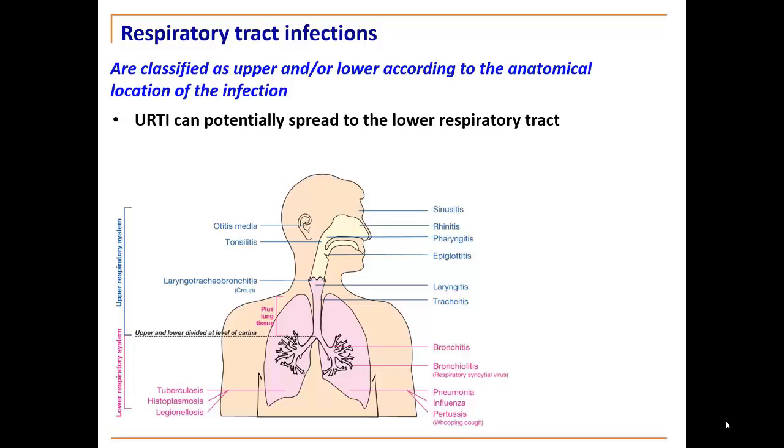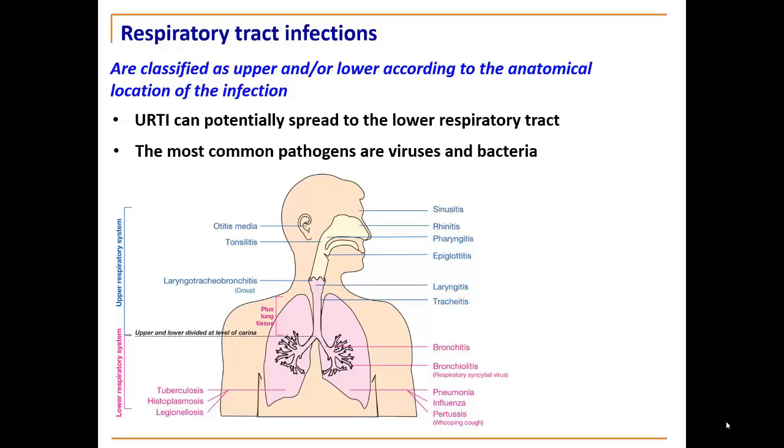And as you can see from this diagram, there are lots of potential infections. So you've got sinusitis, rhinitis, epiglottitis, laryngitis, if you're thinking about the upper respiratory system. If you're looking at the lower, you're thinking about TB, you're thinking of bronchitis, bronchiolitis, pneumonia, influenza, some whooping cough. So lots of potential diseases and inflammatory responses that occur in different parts of your respiratory tract.